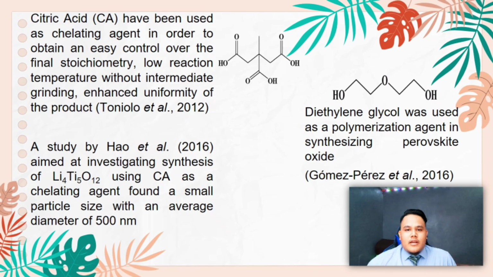In other study conducted by Ho et al. 2016, they used citric acid as a chelating agent, and they found a small particle size of perovskite oxide with an average diameter of 500 nanometer. Besides, polymerization agent, which is diethylene glycol, should also be introduced in Sol-Gel method in addition to the chelating agent.